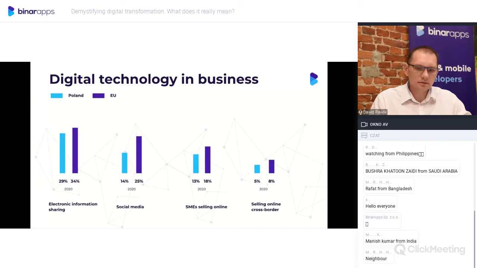For small and medium enterprises, it's pretty good, but they need to expand, they need to grow their markets outside their current scope, outside this local market. They would need to sell services and products online more, and I would recommend that they focus on doing it cross-border.